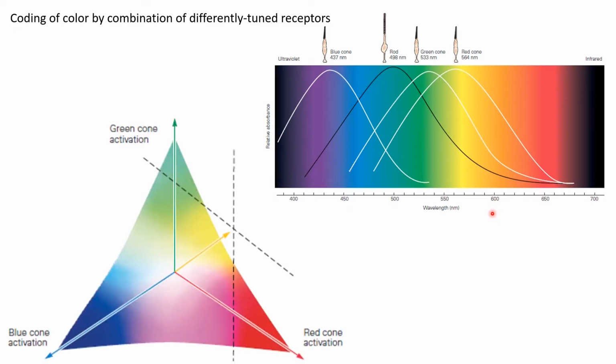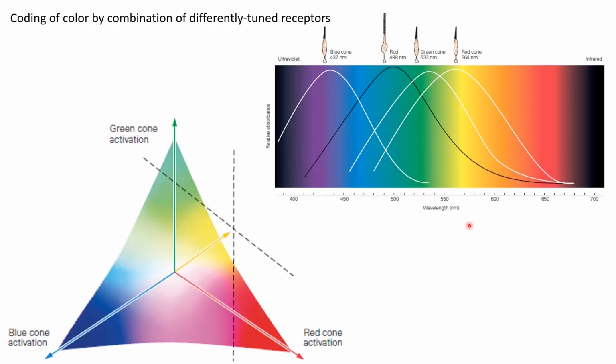So this pattern of activity, 70%, 25%, 1%, corresponds to 600 nanometers of wavelength, or say orange color. And similarly, each color would correspond to one particular vector in this 3-dimensional space of the red cones activity, green cones activity, and blue cones activity. By looking at these different combinations, the brain can figure out what color it must have been.